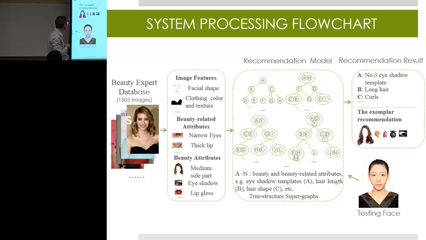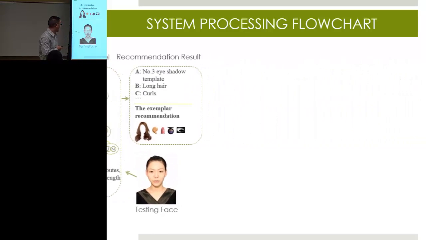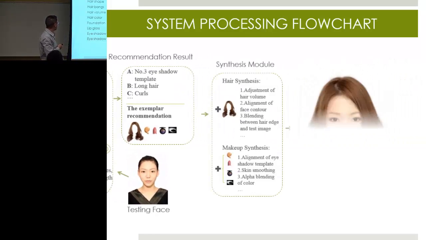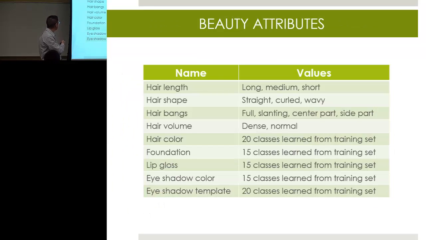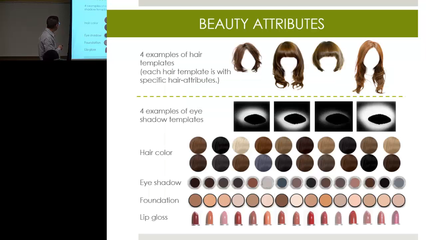Then, based on this, you can do the hairstyle synthesis and makeup synthesis, and then you can photo like this. Okay, so basically, first, based on the study, we defined this set of beauty attributes, including attributes for hair and attributes for makeup. Actually, we have 4 types. And here are some visualizations of these beauty attributes.